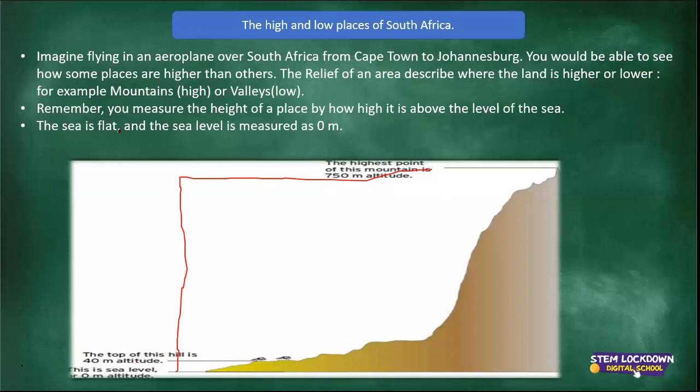So the sea is flat and the sea level is measured 0. As for the sea level, it's where the land meets the sea. As you can see, this will be the land, and then down here, it will be the sea. The sea will meet here with the land. We call this the sea level, and it is measured 0 meters. You see this? It is measured 0 meters. So the height that a place is above sea level is described as an altitude.